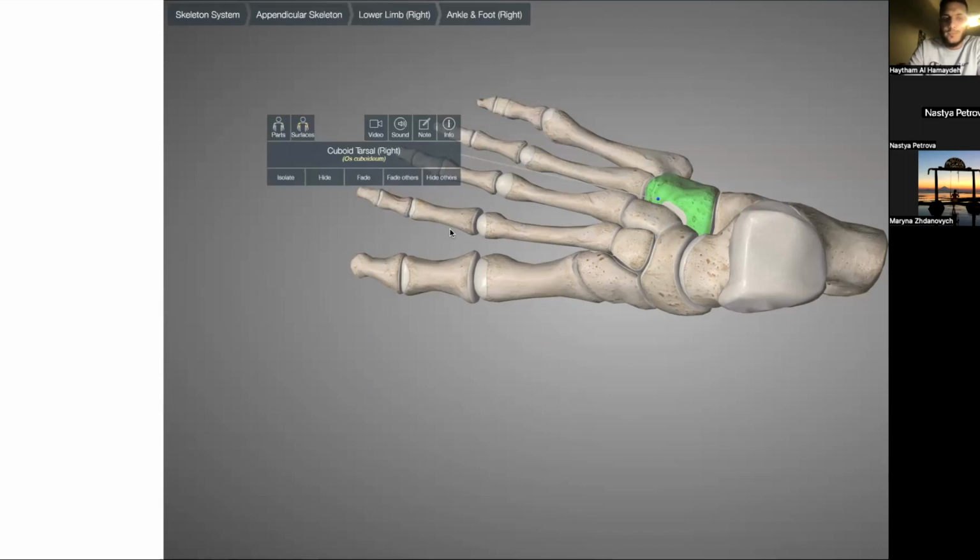The next thing we want to talk about is metatarsals. And we are soon done, don't worry. The metatarsals are between tarsals and phalanges, and they are numbered 1 to 5, medial to lateral.